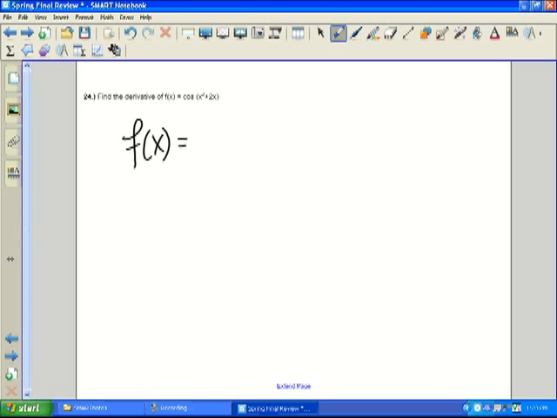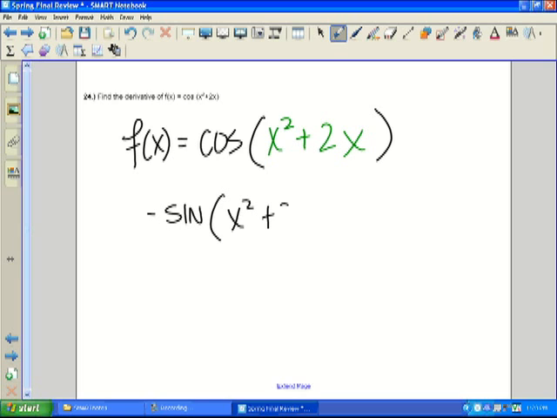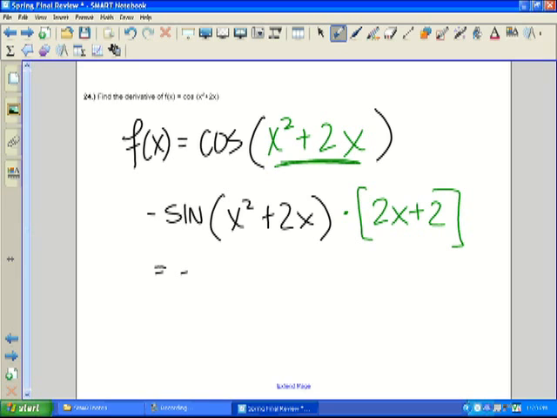I'll rewrite this one to show that it's a chain rule. So I'm going to take the derivative of the outside part, negative sine of x squared plus 2x, and then multiply by the derivative of this inside part in here, 2x plus 2. So my end result is just negative 2x plus 2 times sine of x squared plus 2x.